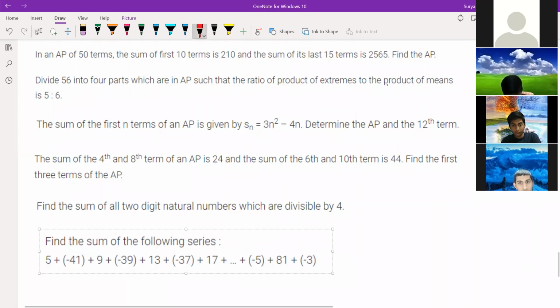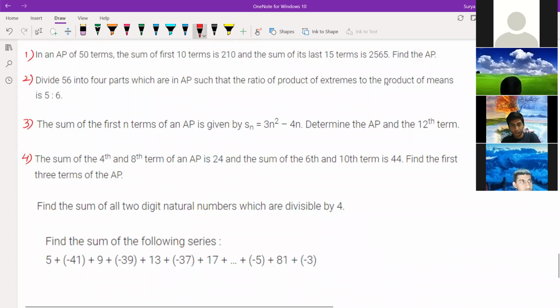So questions are like this. I'll post the same thing to this classroom only. 3, 4, 5, and 6. Okay, 6 questions will be there. Sir, the first one I have sent you the answer, sir. So I will do 2, 3, 4, 5, 6. We'll discuss. No problem. Okay. All right.